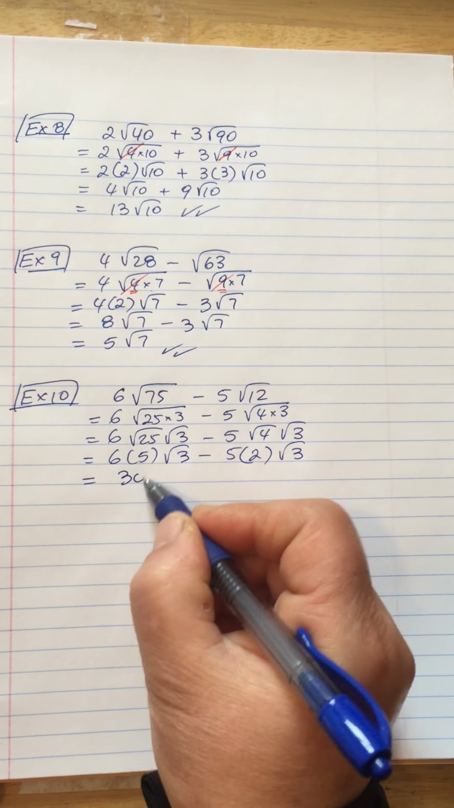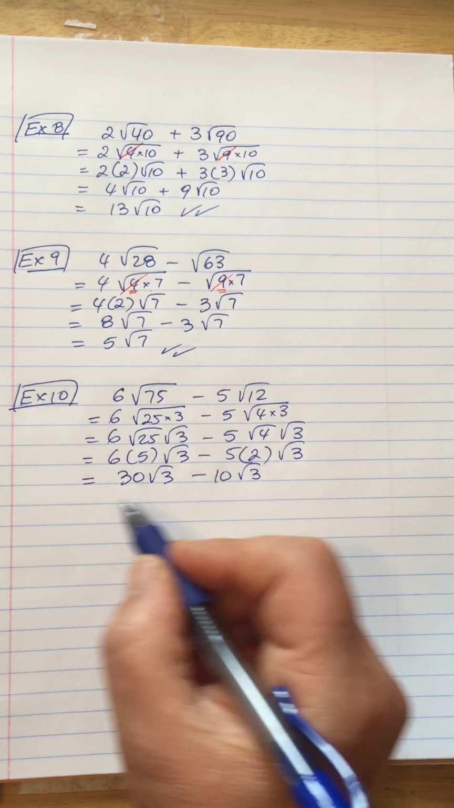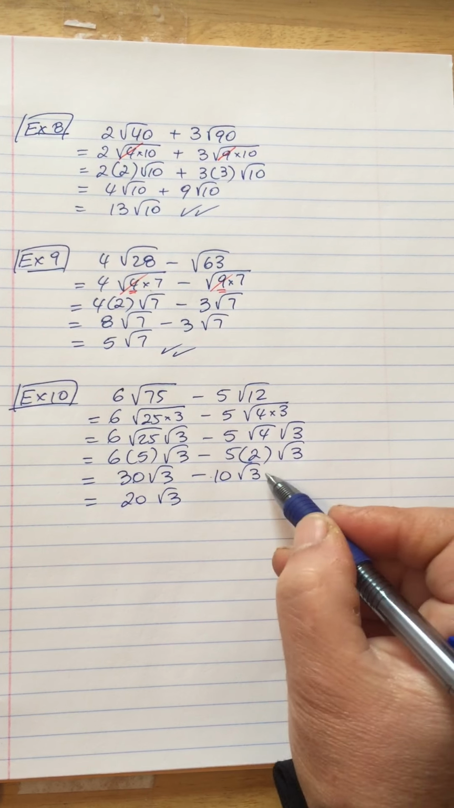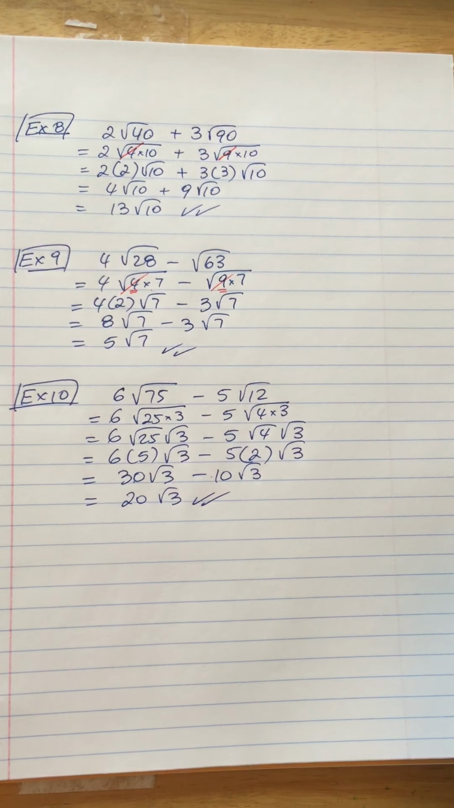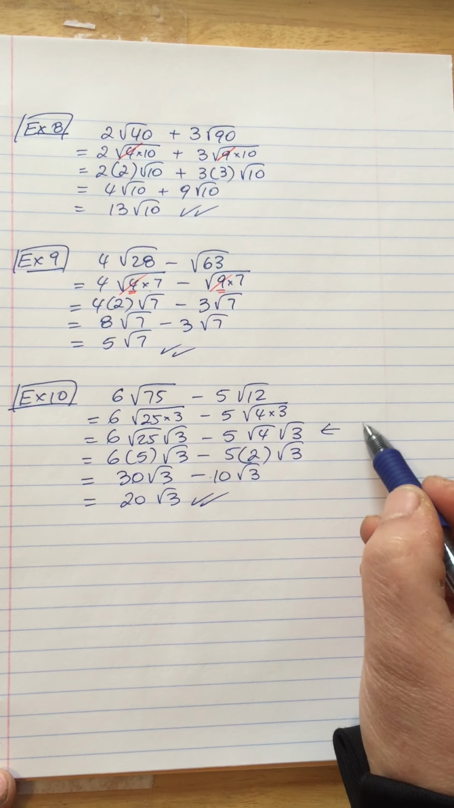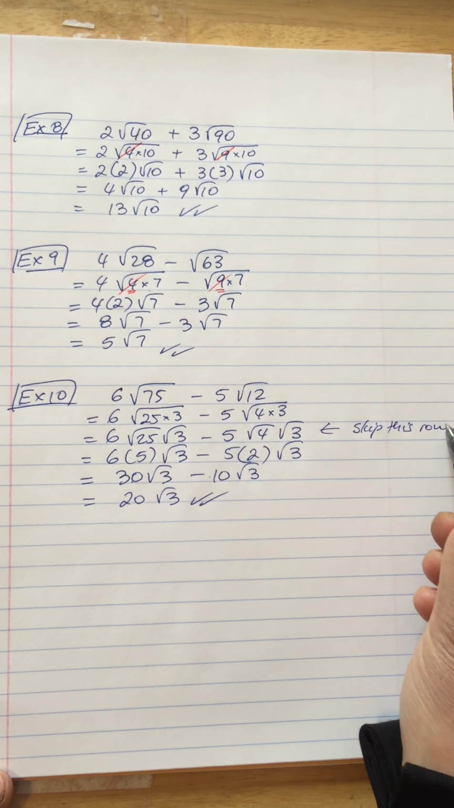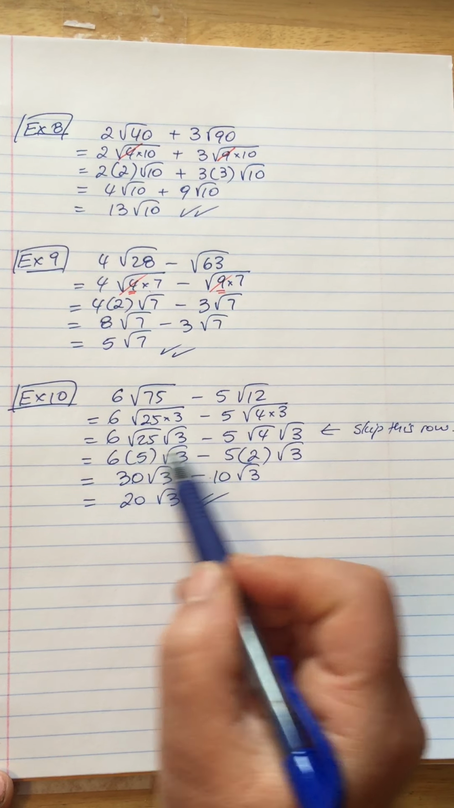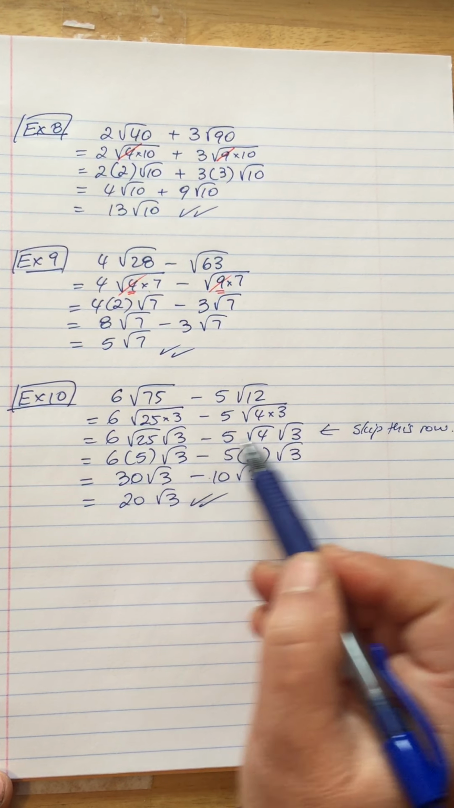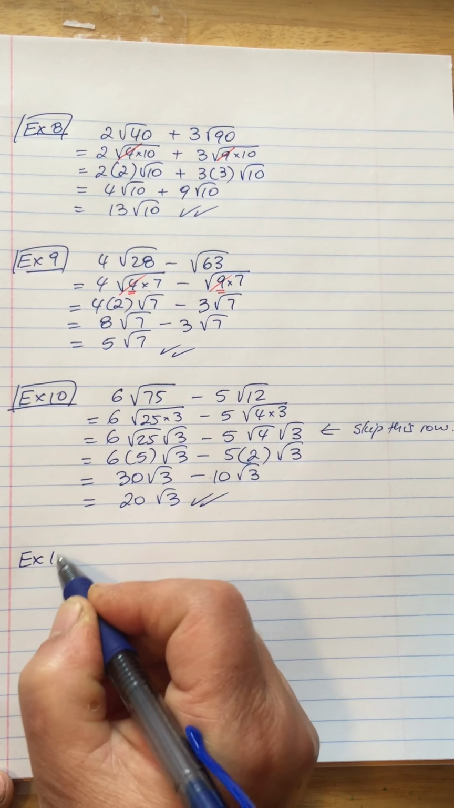6 times 5 is 30 square root of 3 minus 10 square root of 3. It is subtraction. 30 minus 10 is 20 square root of 3. So similar terms, we combine. So you can separate or you can skip this row if you want. Okay, but be careful when you skip this row. Again, you cannot write 25 outside or 4 outside. Some students make this mistake. Example 11.